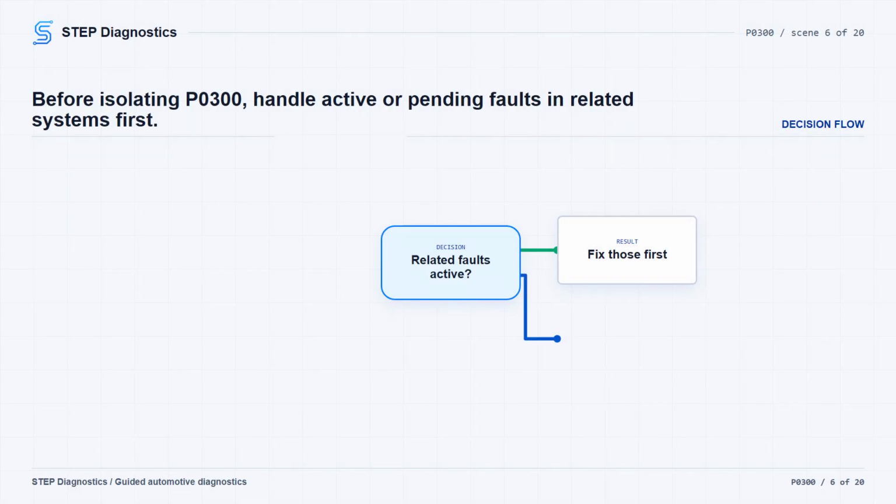Before digging deeper into P0300 by itself, look at the other codes you recorded. If there are active or pending faults in the fuel system, ignition components, air handling, VVT or VVL systems, diagnose those first. If there are no related active or pending faults, move into the mechanical and visual inspection path.